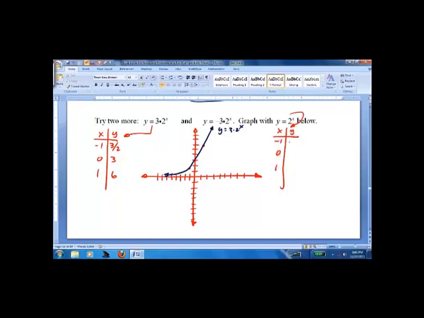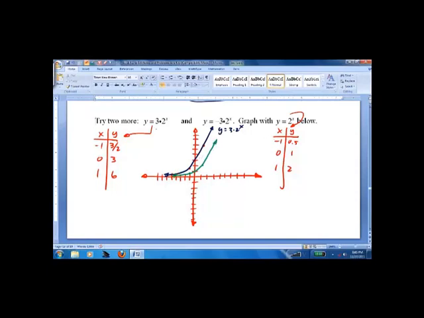-1, 0, 1. 2 to the -1 is 0.5. So I'll put this in green. -1 is going to be here. 0 is going to be here. 1 is going to be here. So this one's going to take off, but not as fast as the other one.